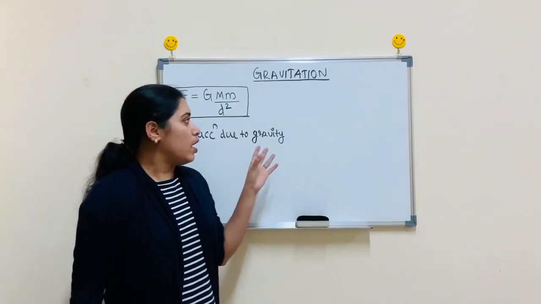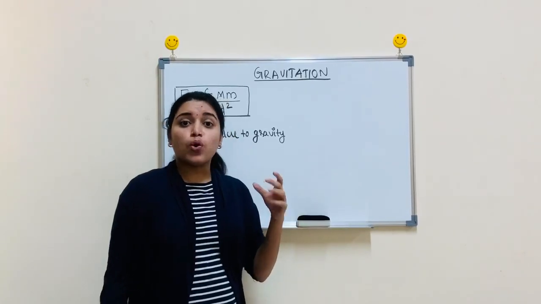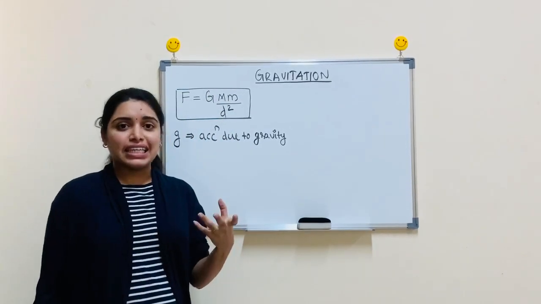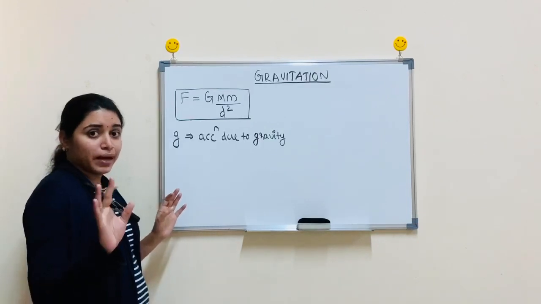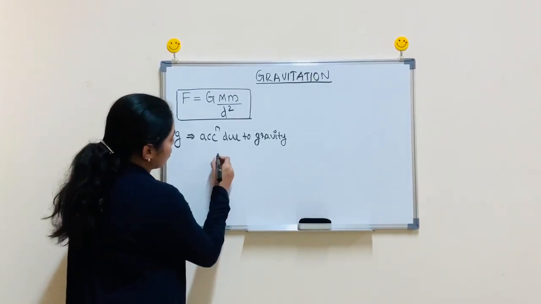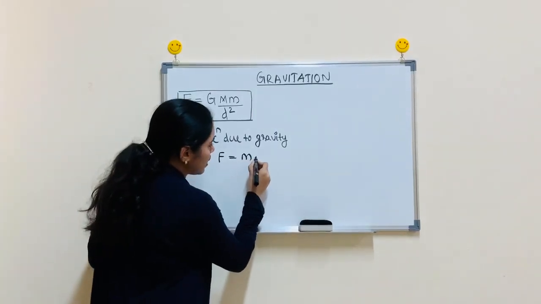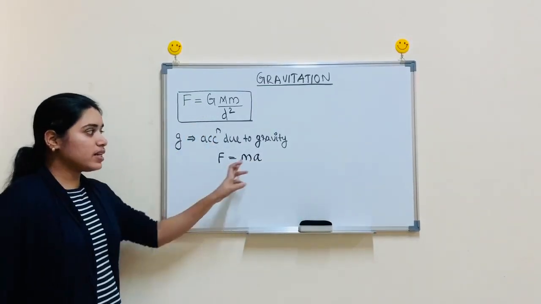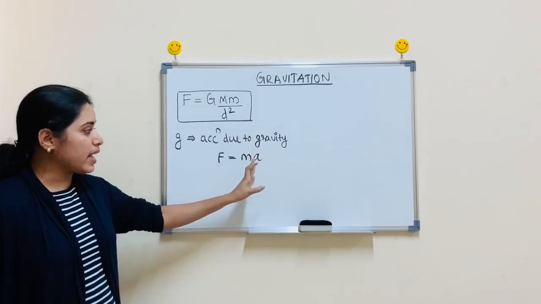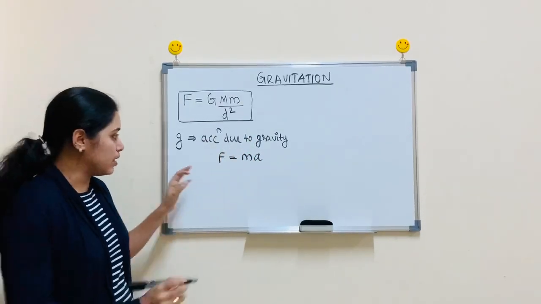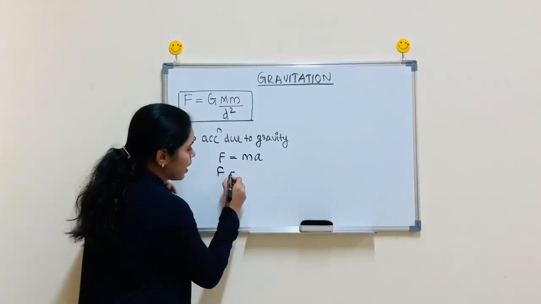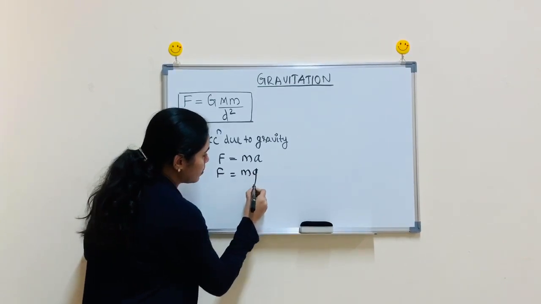And now, from your previous chapter, that is force and laws of motion, you already studied the second law of motion by Newton. What is Newton's second law? Newton's second law is force is the product of mass and acceleration. What is here the acceleration? Here our acceleration is acceleration due to gravity. So we can write it as F is equal to mg.